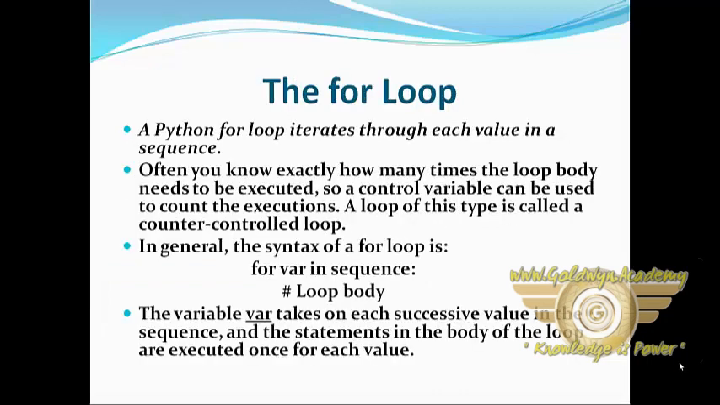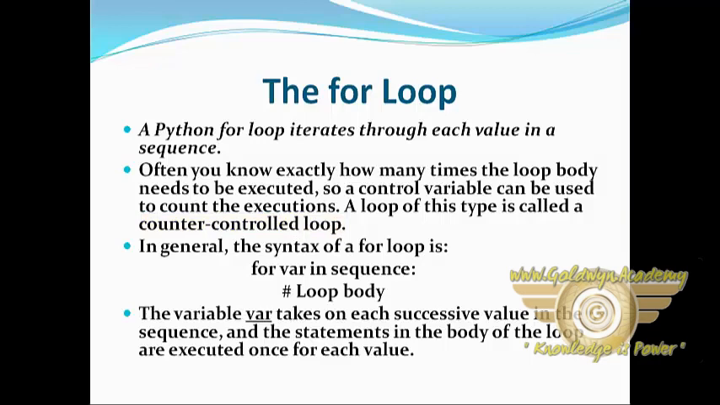Now we see the for loop. A Python for loop iterates through each value in a sequence. Often you know exactly how many times the loop body needs to be executed, so a control variable can be used to count the execution.